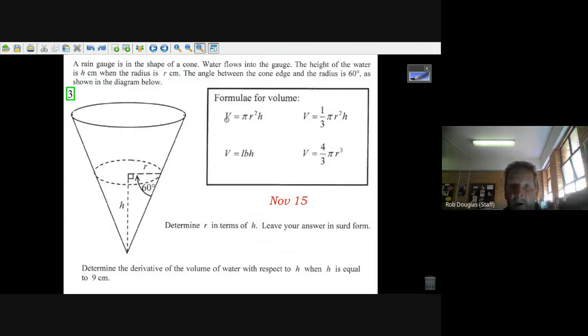The volume for a cylinder, the volume for a cone. This is a volume for a sphere. Well, this is a cone. We probably are going to use this one right here, the formula for the volume of a cone: 1/3 pi r squared times the height. Now, the first question, they lead you around a little bit in this question. They say determine r in terms of h and leave your answer in surd form.